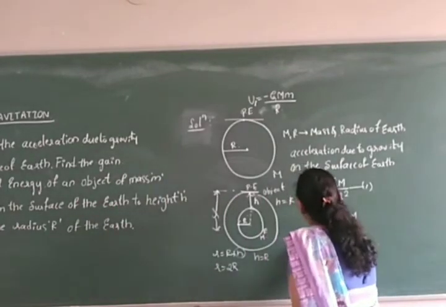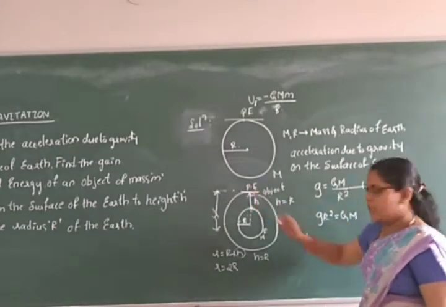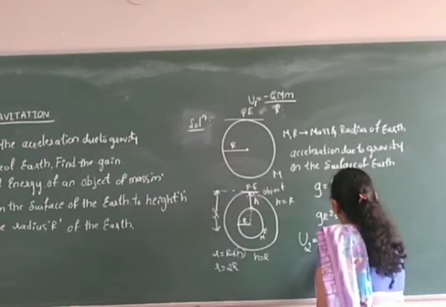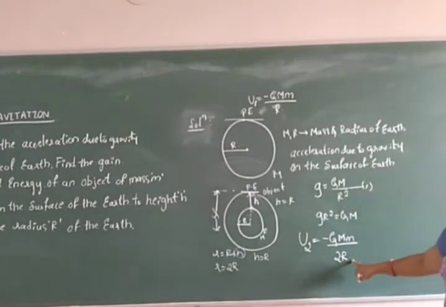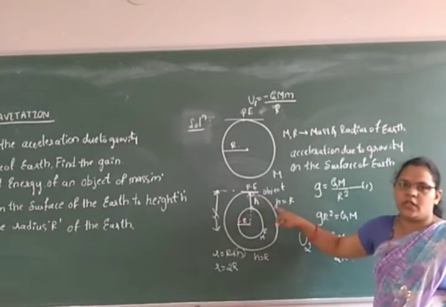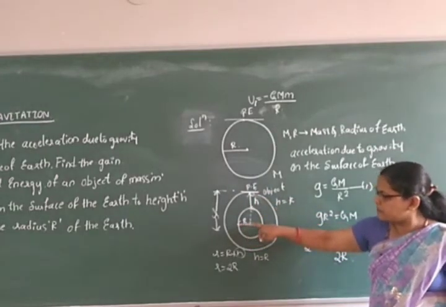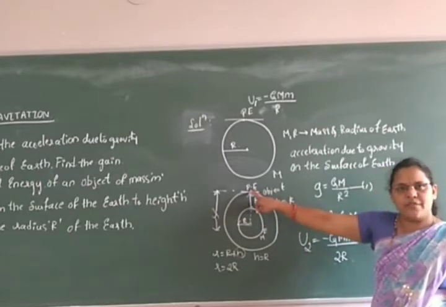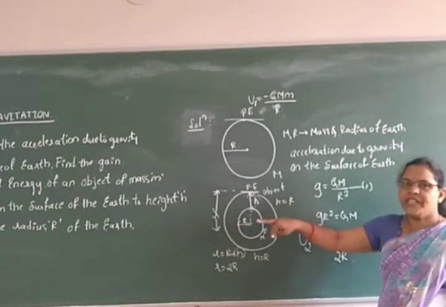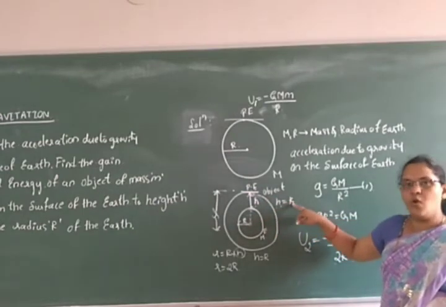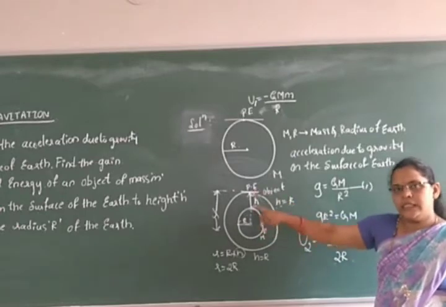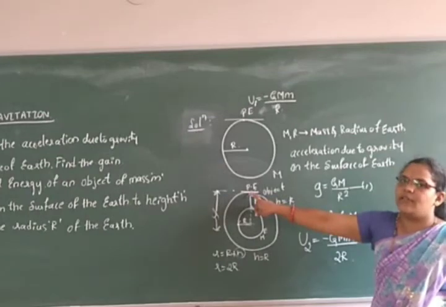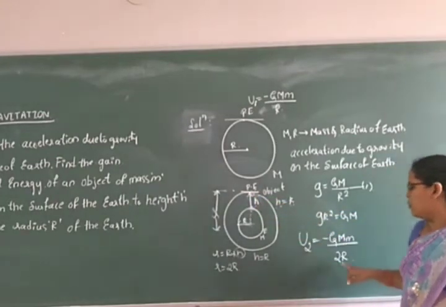So what is the potential energy at a certain height? It is minus G capital M small m by 2R. Why 2R? Because the height is equal to the radius of the earth. So the total distance from the center to the object, which is at a certain height above the surface of the earth. H is equal to R, already given in the question. Then the total distance from the center of the earth to the object is equal to 2R.